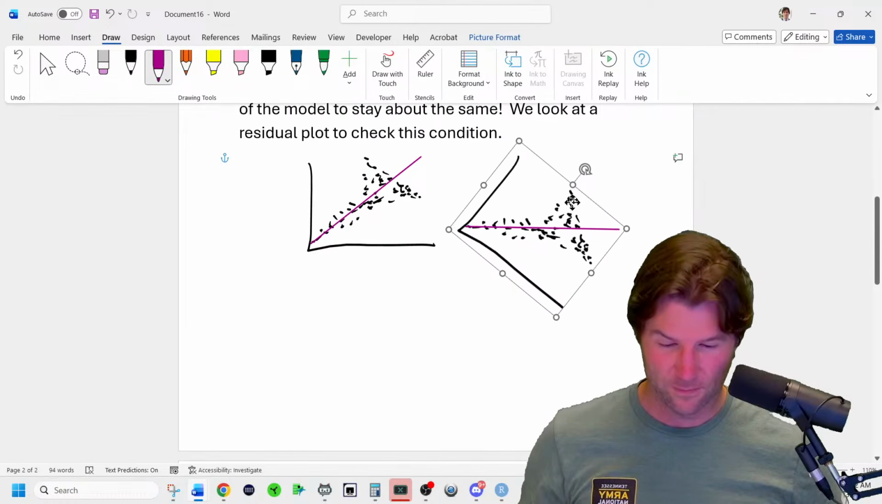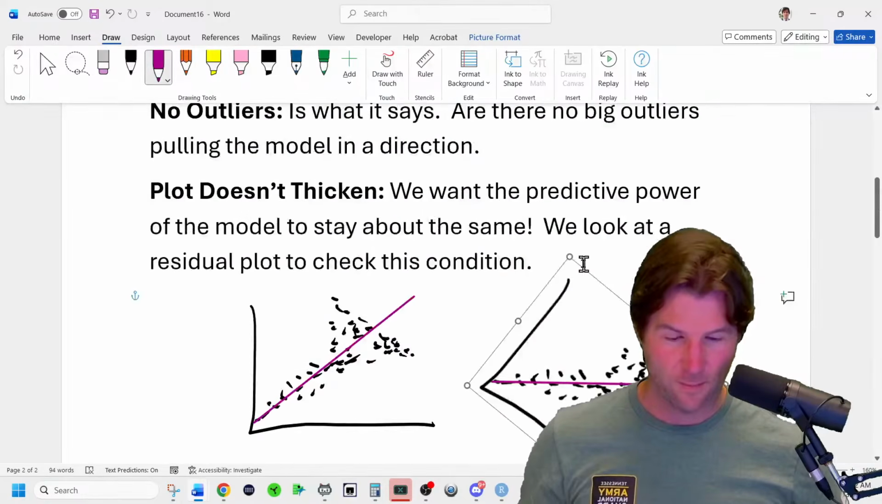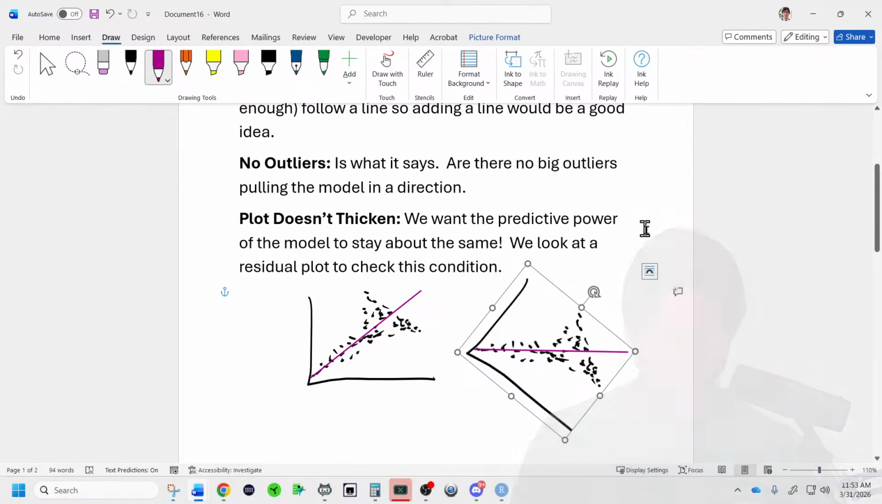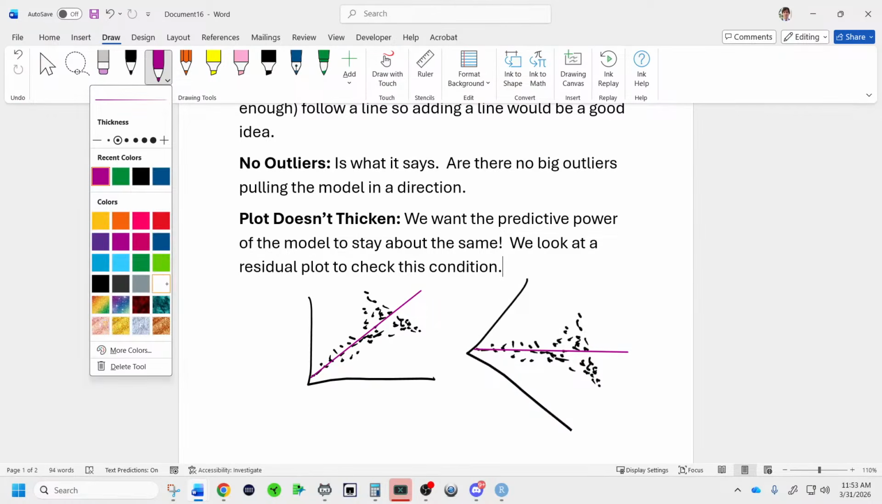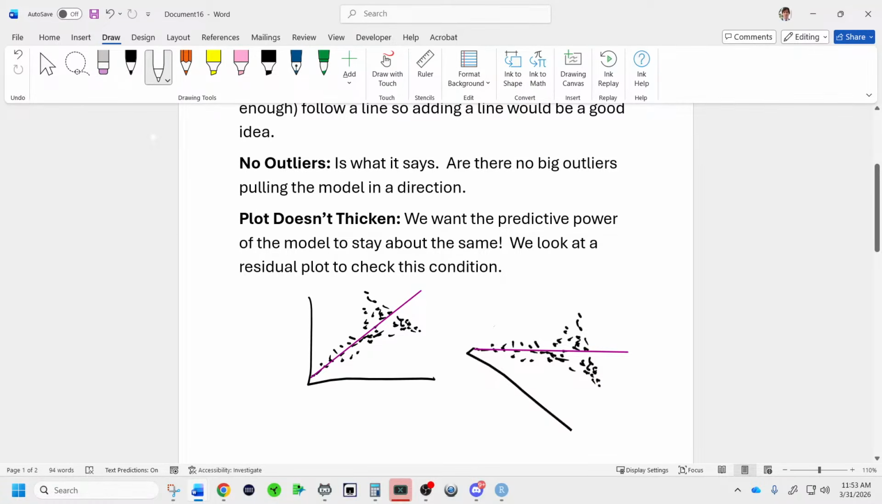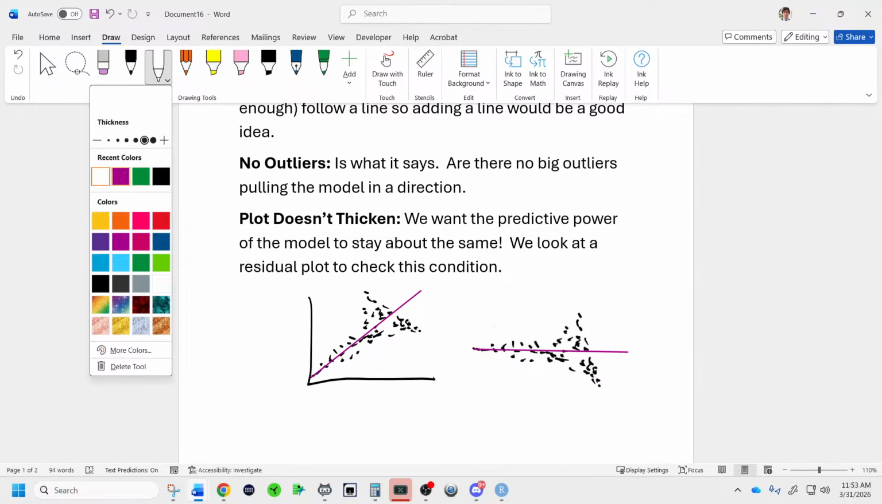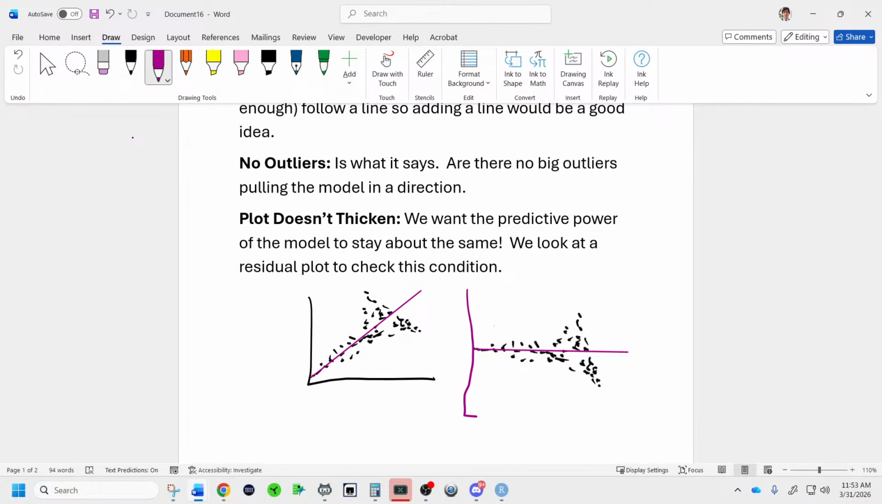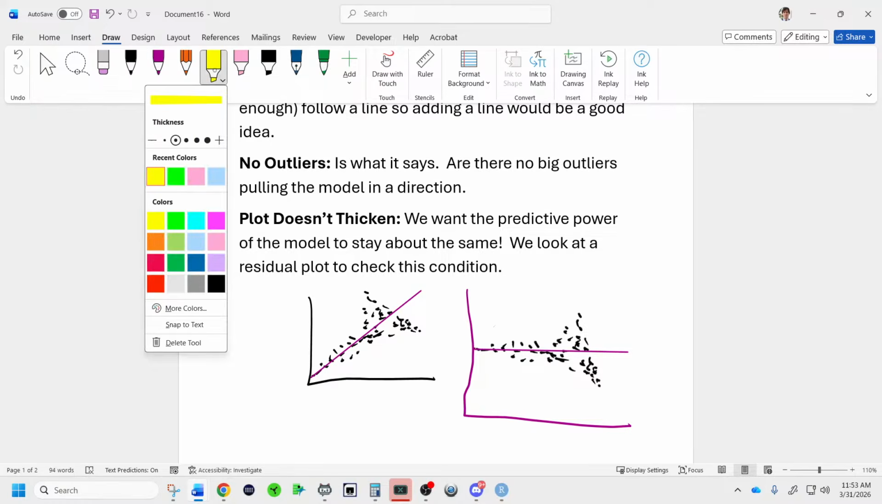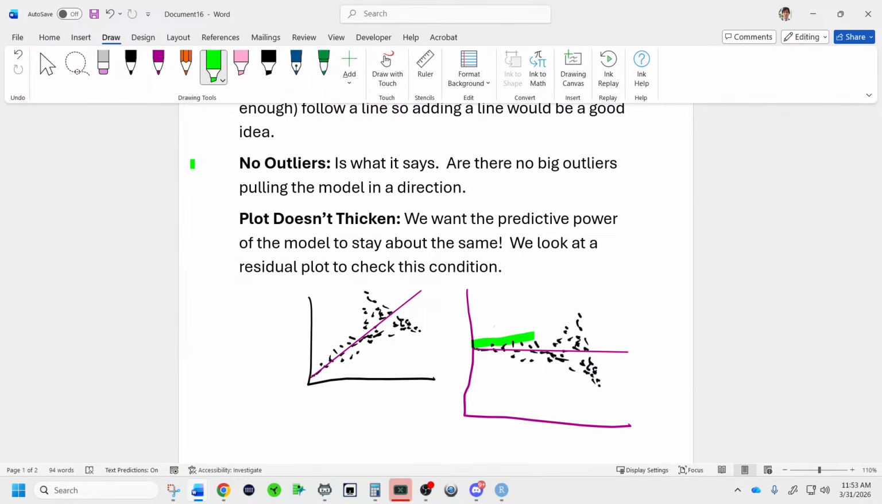Perfect. Okay. So there is the residual plot. And to turn it into a residual plot, I just re-express the axes. There you go. So now you can clearly see there is plot thickening and the model's predicted power is getting weaker. The model's predicted power, and this is a residual plot. Best way to check this condition.